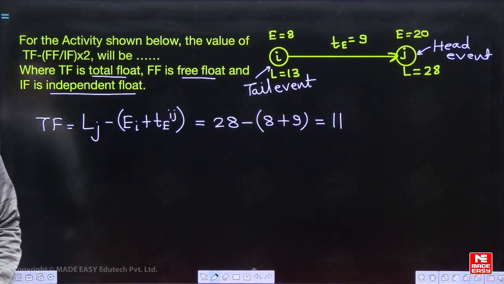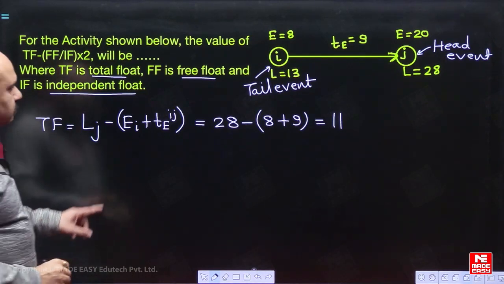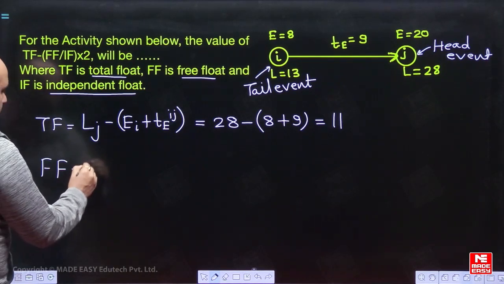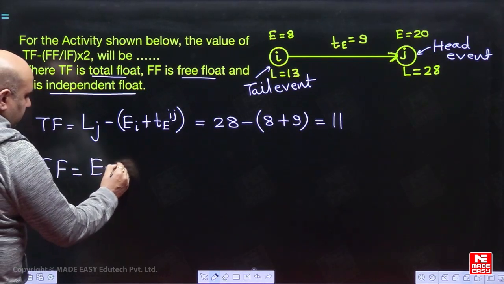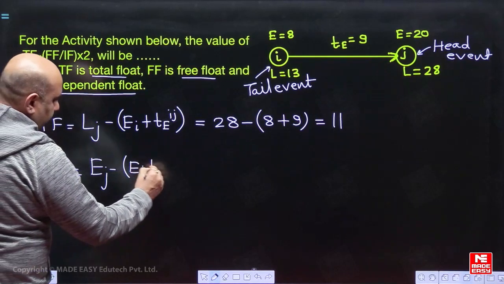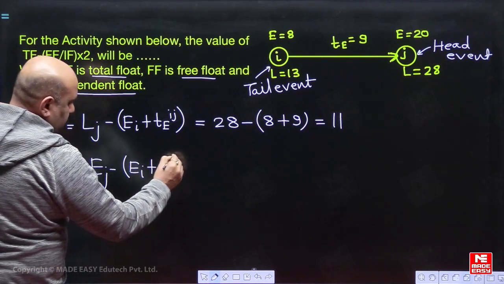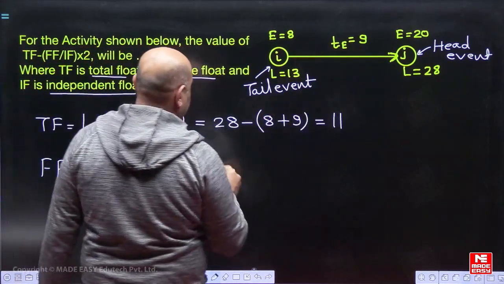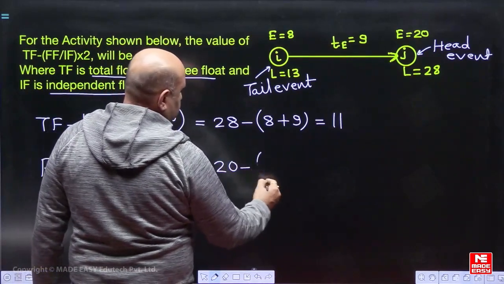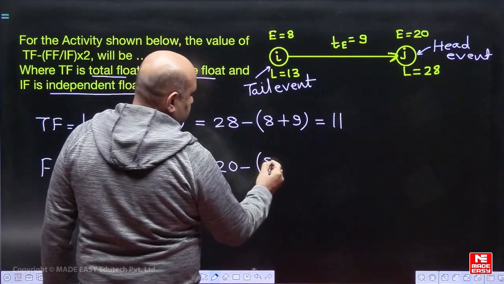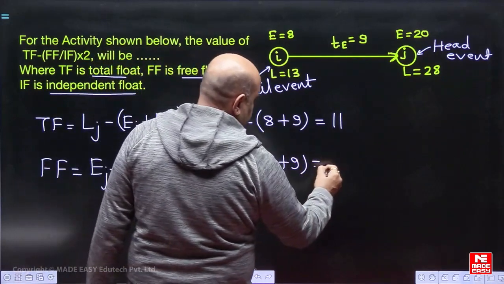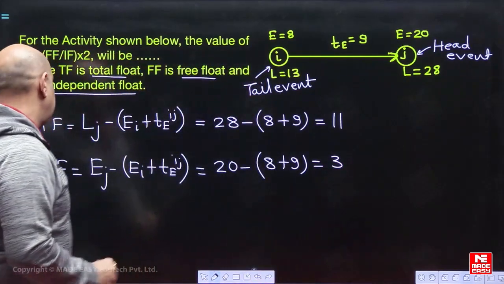Then free float. Free float is given by EJ minus EI plus activity duration. So see, EJ is 20 minus EI 8 plus 9. So 20 minus 17, that will be 3. Then independent float.